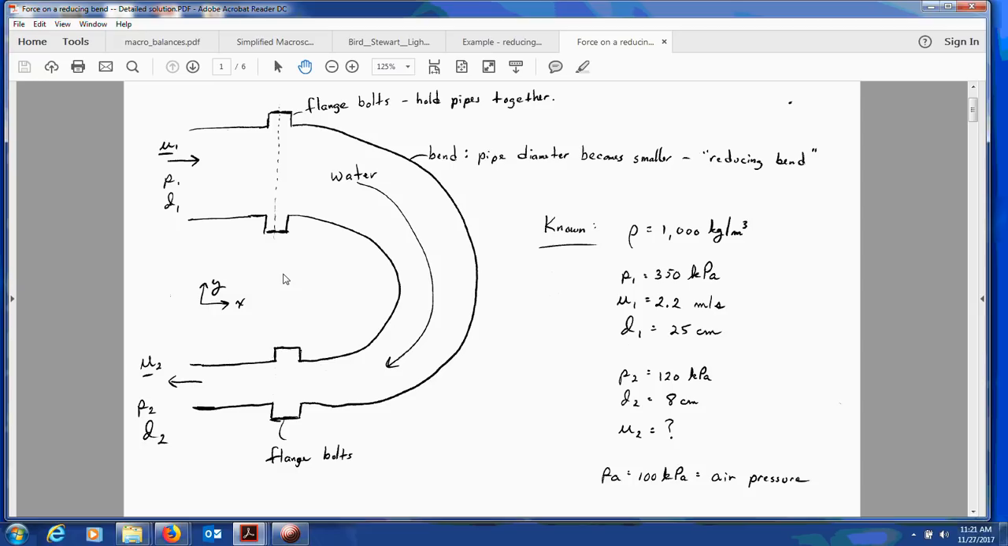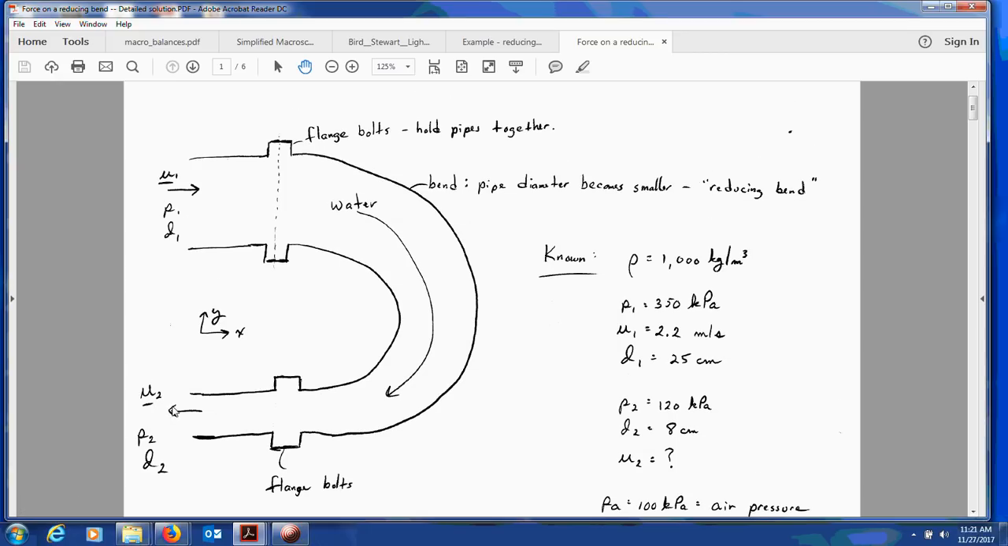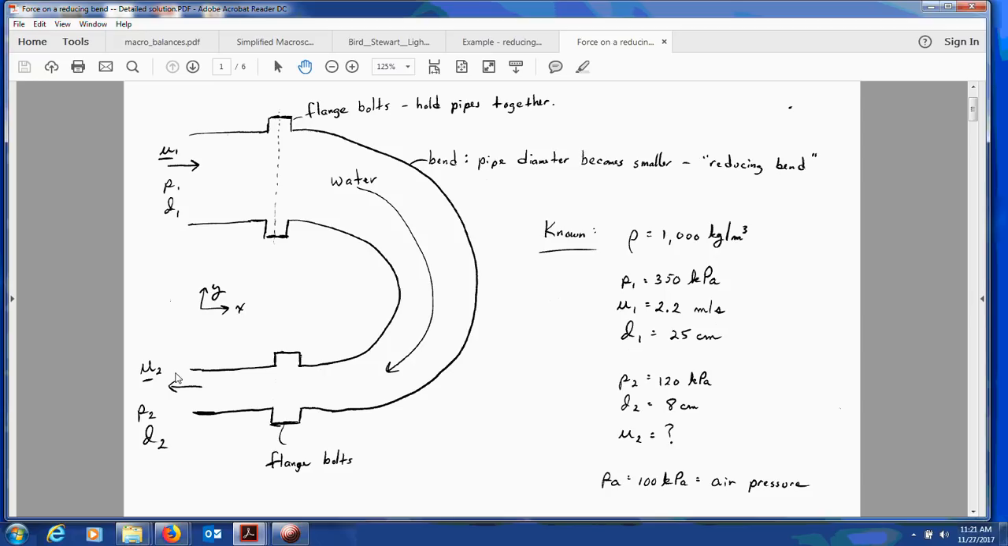Secondly, there's a change in the momentum of the water as it moves around the bend. On the top, at position 1, the water is moving in the plus x direction. Down below, the water is moving in the minus x direction. So that change in direction requires a change in the momentum, and the change in momentum requires a force to be applied to the fluid in order to effect the momentum change. That force is supplied by this right-hand side of the bend.